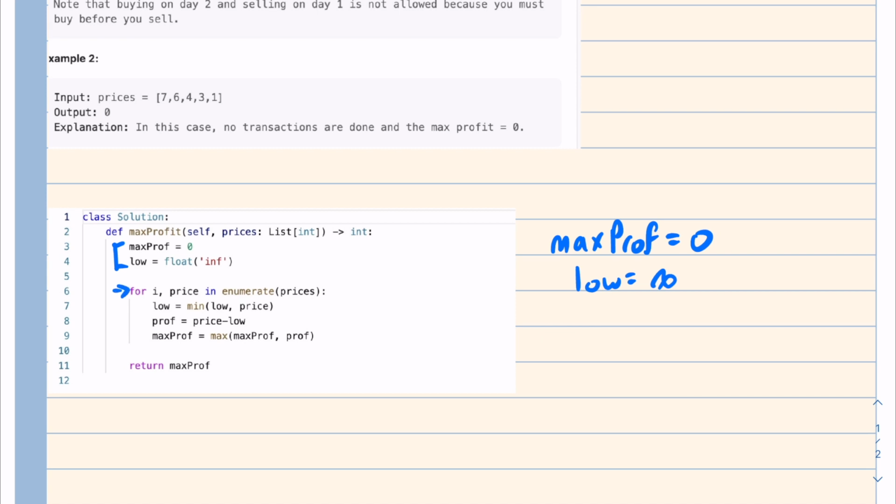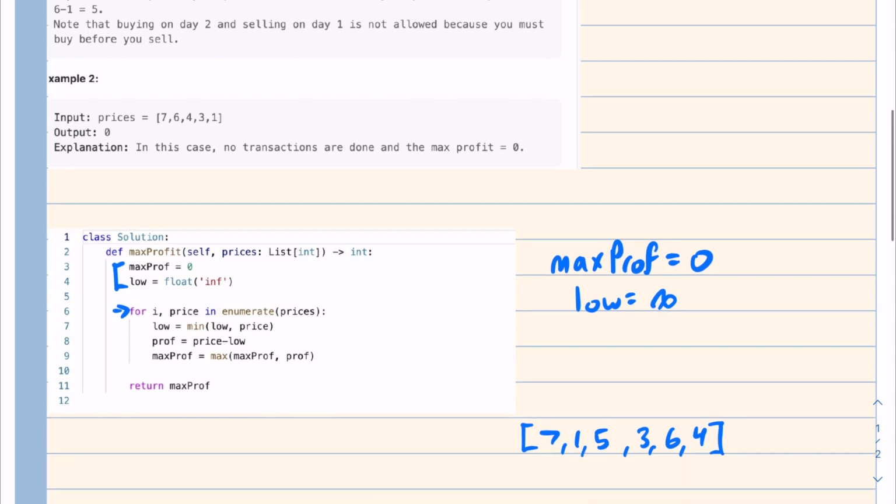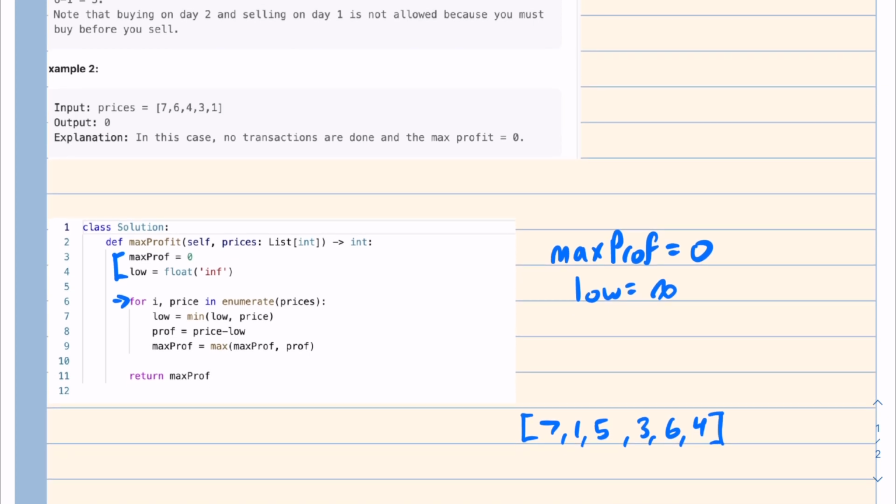Okay, now we will iterate through all the prices. So let's say our prices are, in this example, 7, 1, 5, 3, 6, and 4. All right, so let's iterate through the prices and let's see why the solution works. So first we are on 7. 7 is lower than infinity, as we check right here. So 7 is lower than infinity, so our low becomes 7.